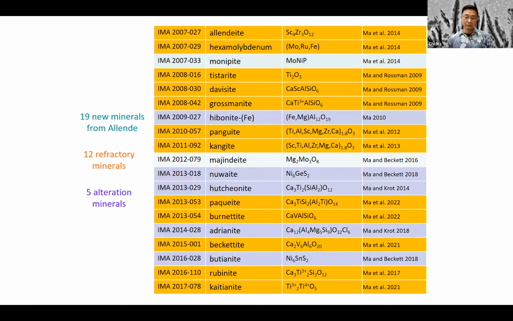We also have 5 alteration minerals here from on the parent body. This is a ferrohibonite, the nuaite, that's a nickel germanium sulfide, and hutchinite, the titanium 4+ garnet, and the agenite, the chlorine-rich silicate, then butyrite, nickel tin sulfide. Actually, there are more new minerals from Allende coming. Just stay tuned. Now let's look at some of them.